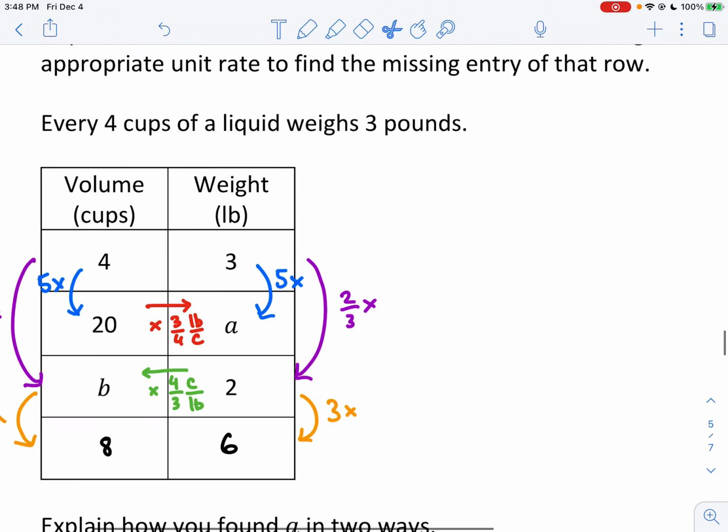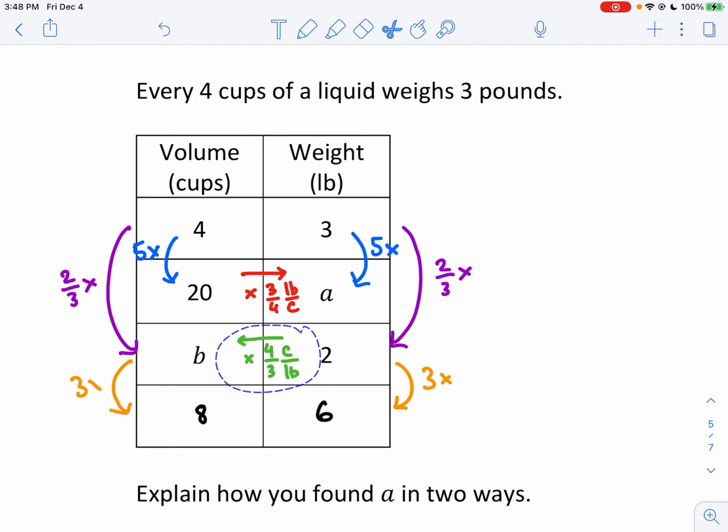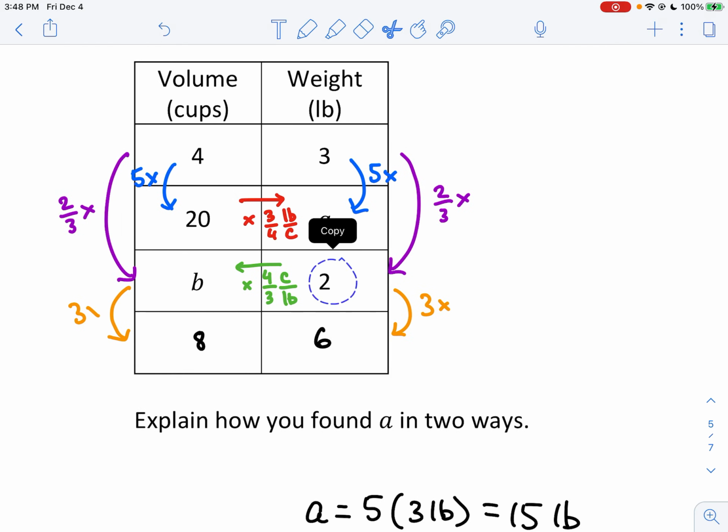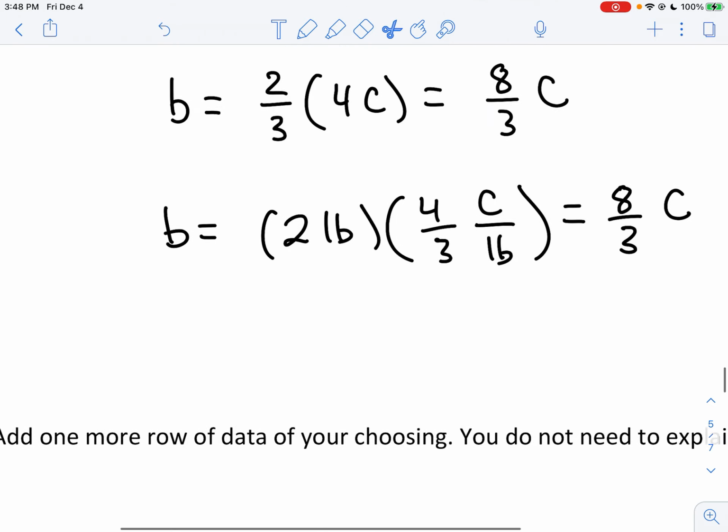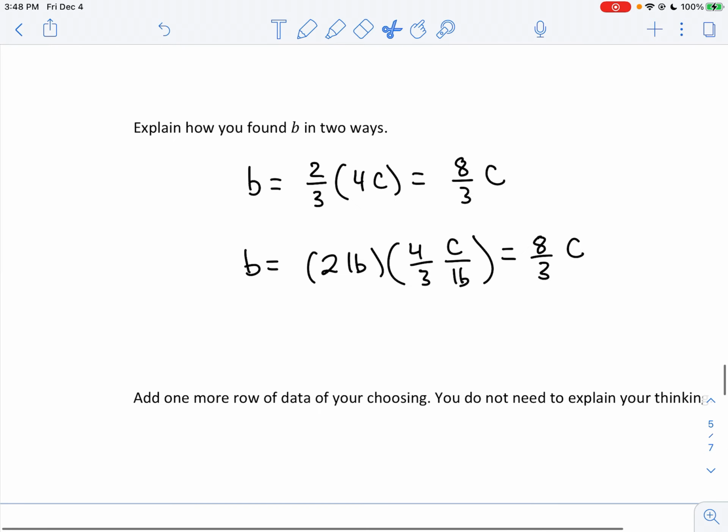To find B is similar. To find B, I'm going to use the unit rate method right here. I'll do 2 times 4/3, or I could do the purple scaling here, right? In order to scale 3 to 2, you have to scale by a factor of 2/3. So do the same scale factor on 4, and 2/3 of 4 is 8/3. And then, of course, 2 pounds times 4/3 cups per pound also is 8/3 pounds. So either way you look at it, you're going to get B is 8/3 pounds. Sorry, 8/3 cups. I meant to say cups, not pounds.